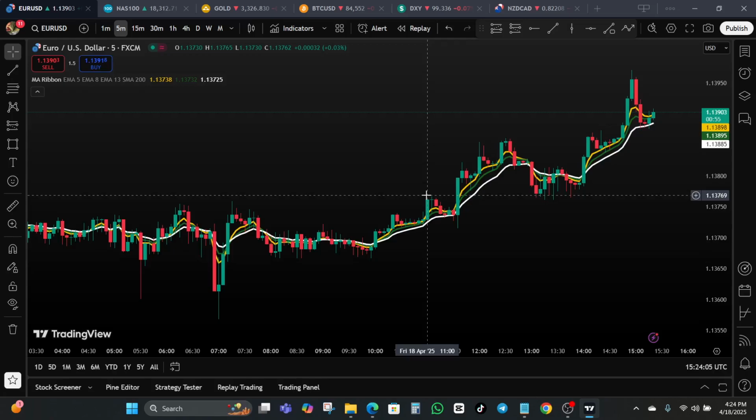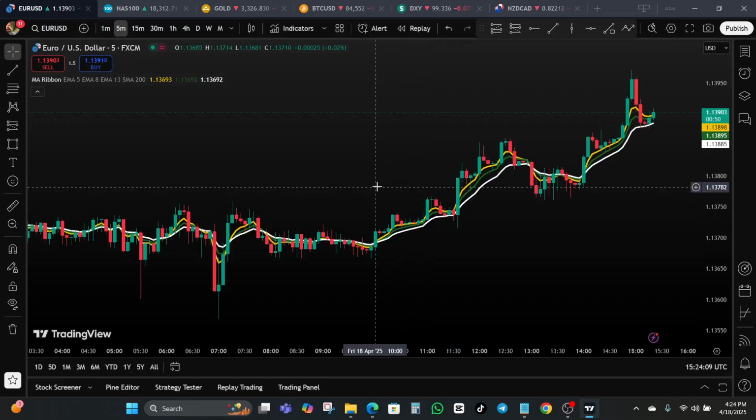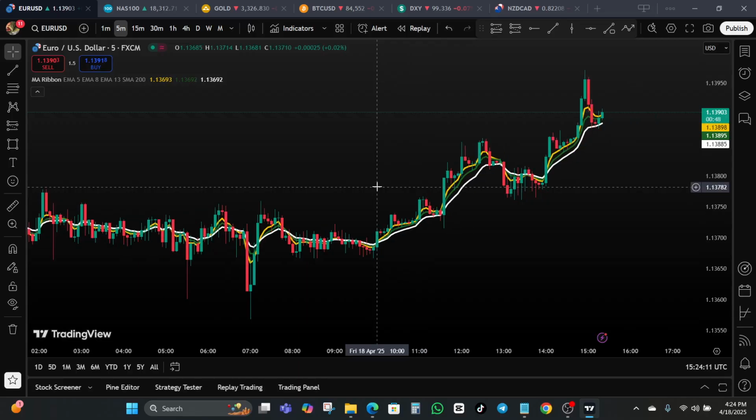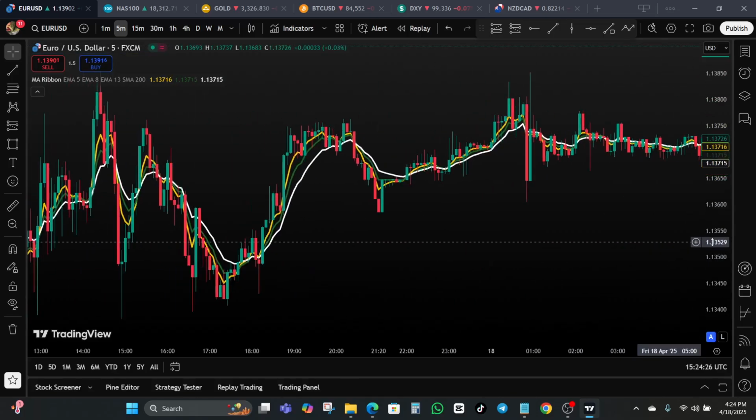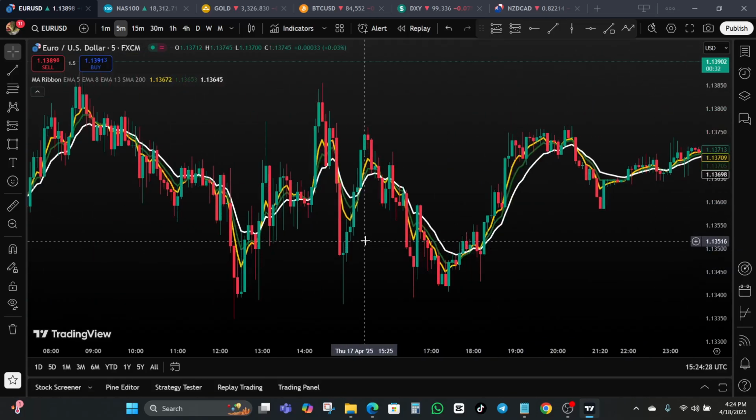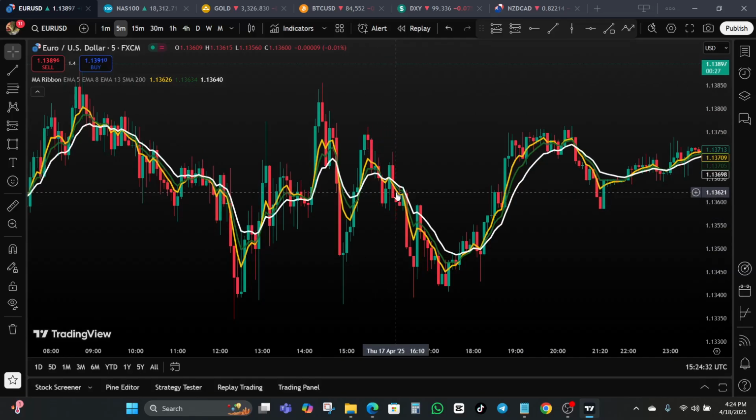For your entry criteria, here's how the entry works. First of all, let's talk about trend confirmation. All 3 EMAs must be stacked in one direction. For buys, the 5 EMA must be above the 8 EMA and the 8 EMA must be above the 13 EMA. Then for sell trades, the 5 EMA must be below the 8 EMA and the 8 EMA must be below the 13 EMA.